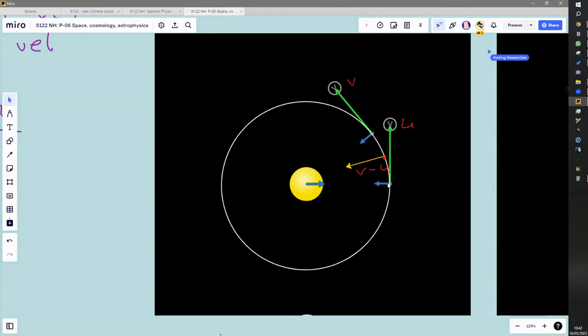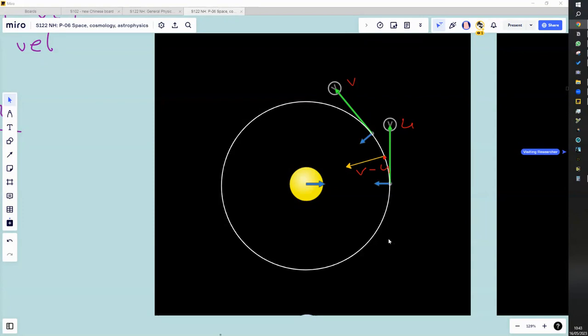The same force that the Sun causes on the Earth is the same force as the Earth causes on the Sun. So the same size, which is not what you'd expect. Anyway, we're not really focusing on that.